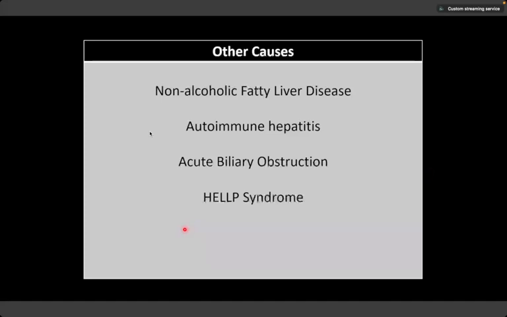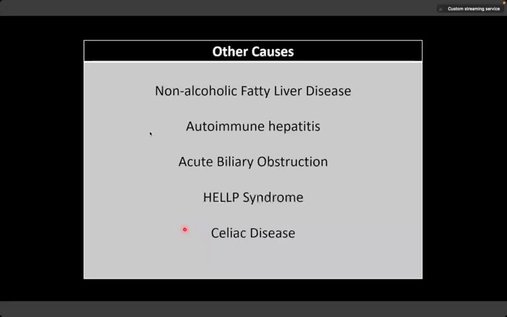Aminotransferase elevations around 2 times the upper limit of normal are required for the diagnosis. The presence of either AST above 150 or ALT above 100 is associated with a higher risk of serious maternal mortality. Okay, celiac disease.